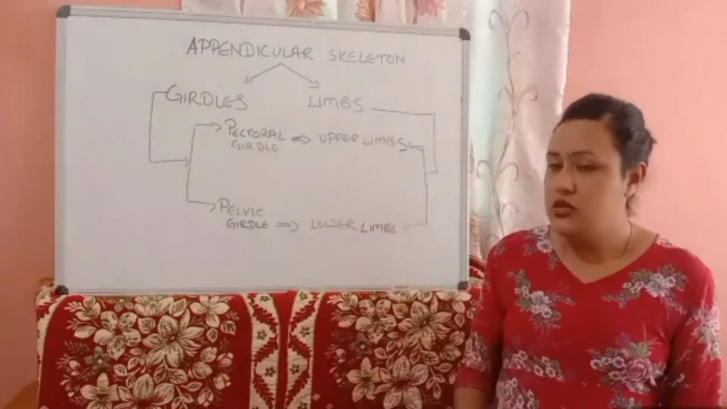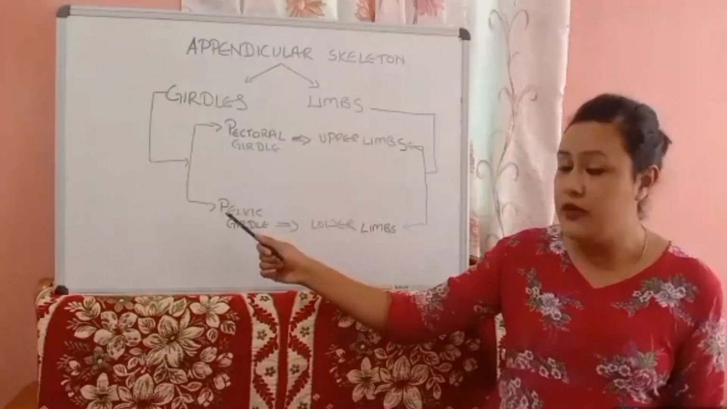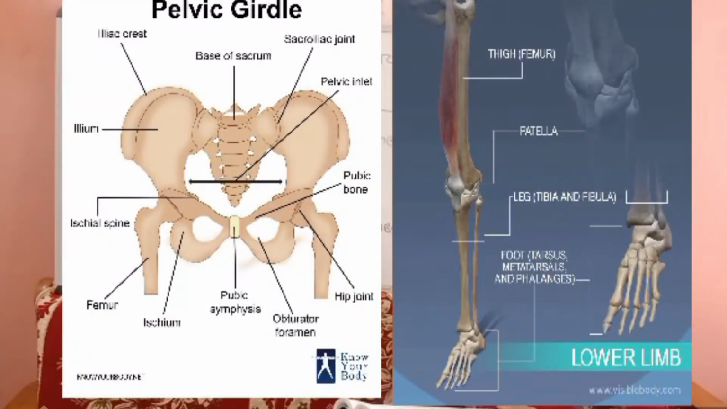Hope now you have understood about the pectoral or your shoulder girdle. Now second one is your pelvic girdle. Sorry, I mean to say girdle. Your pelvic or your hip girdle. So please have a look at the picture. These make up your hip girdle.